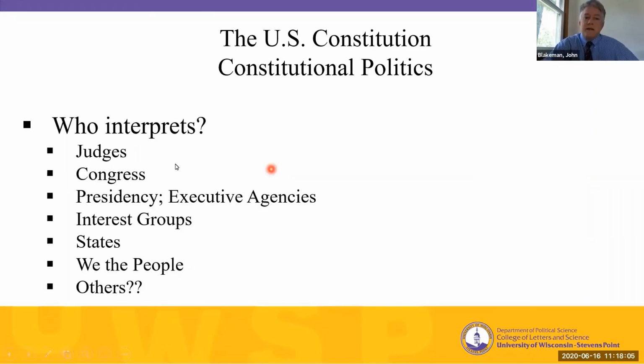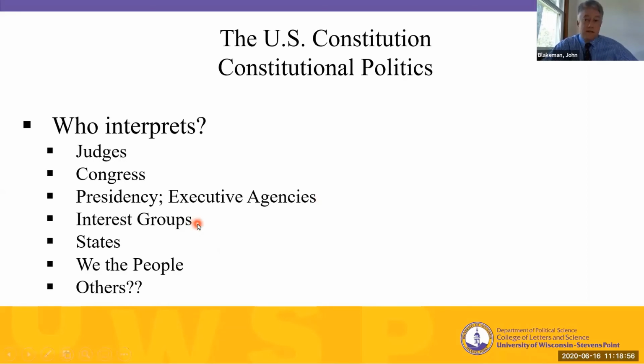Now, other things to think about. Who interprets the Constitution? Well, judges do, Congress does, the presidency does, executive agencies do. So not only the president, the White House, or the executive office, but the IRS, which is an agency, has to interpret the Constitution from time to time. Health and Human Services has to interpret the Constitution. The Agriculture Department has to interpret the Constitution. It's not so noticeable in the public's eye, generally speaking, but executive agencies have to figure out what the document means, what constitutional principles are important and guiding when they implement public policy.